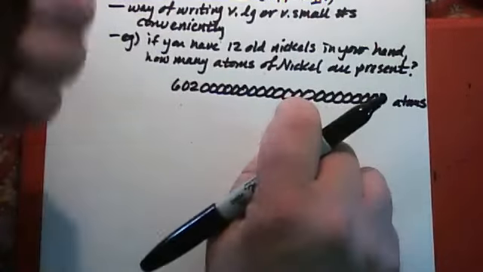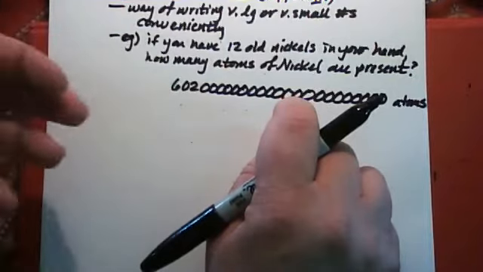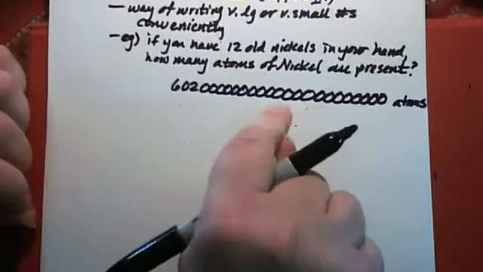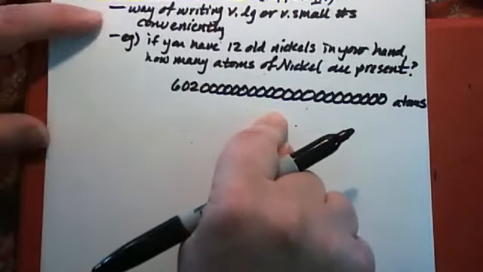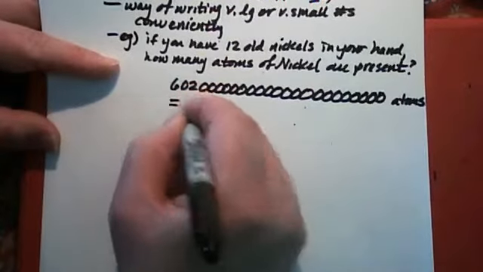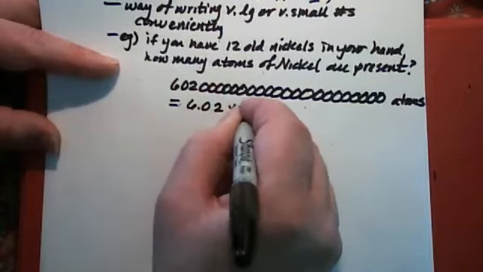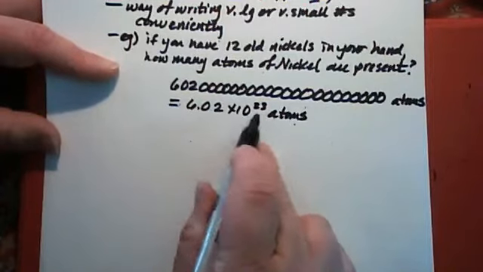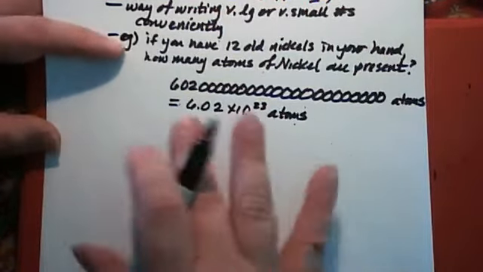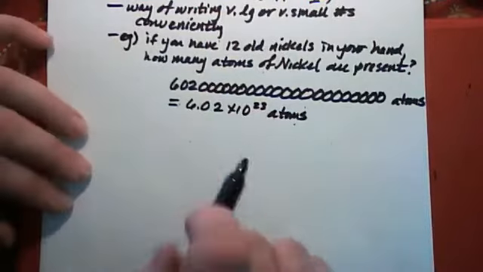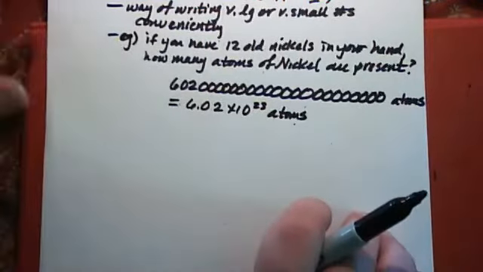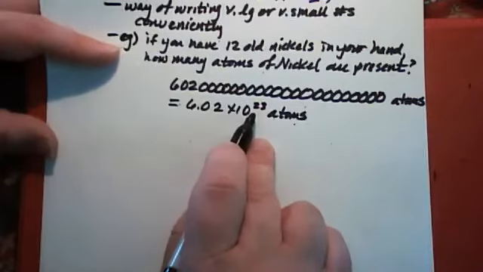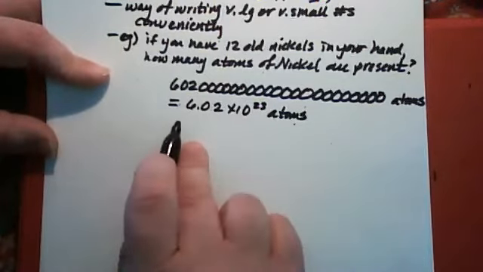But as you think about it, 12 nickels is not all that much. You can easily hold 12 nickels in your hand, but that's how many atoms of nickel you have in your hand. And that's because atoms themselves are so small. In scientific notation, you can write that number as 6.02 times 10 to the 23rd power. And again, this number is not so nice itself, but it's a lot nicer than that. And so it's much easier to write this, and it's much easier to understand the magnitude of the number at a glance, instead of having to count all those zeros.